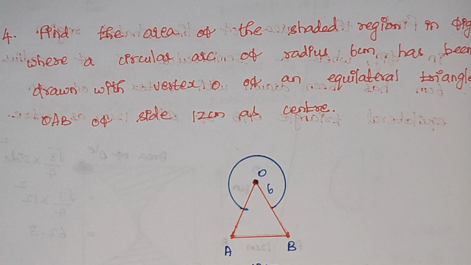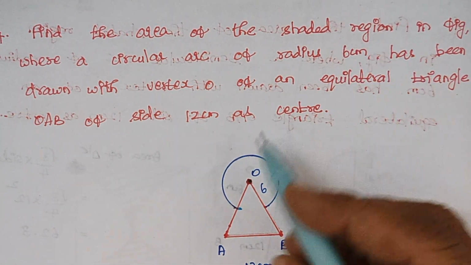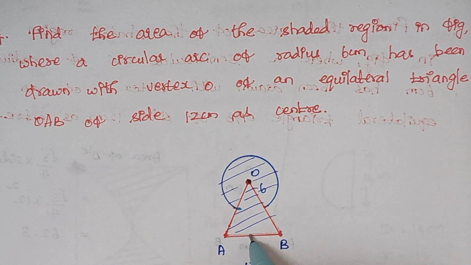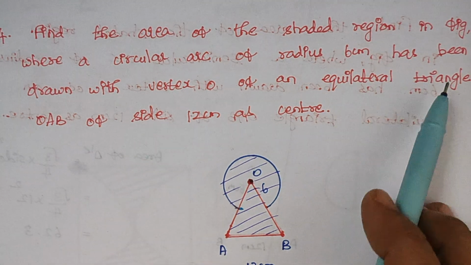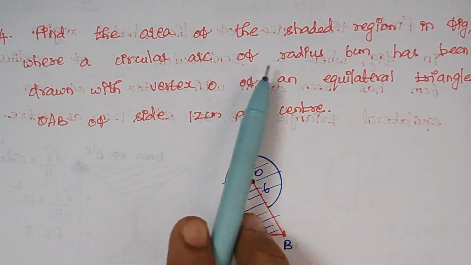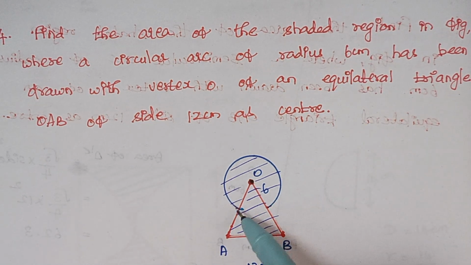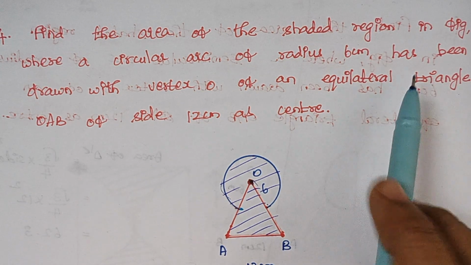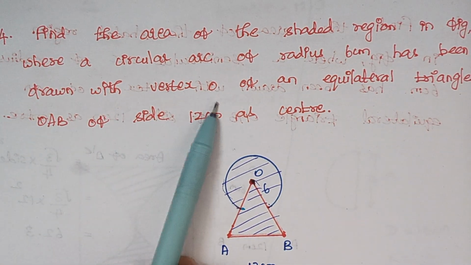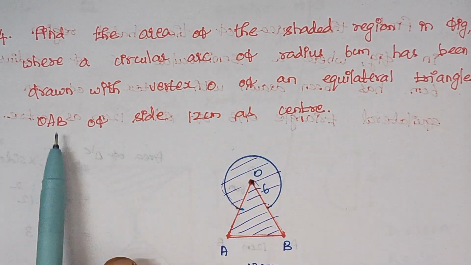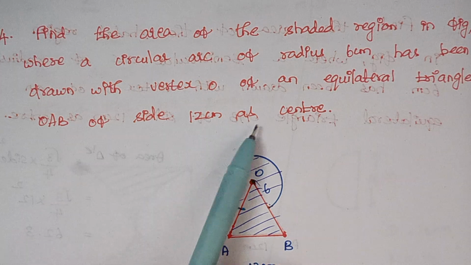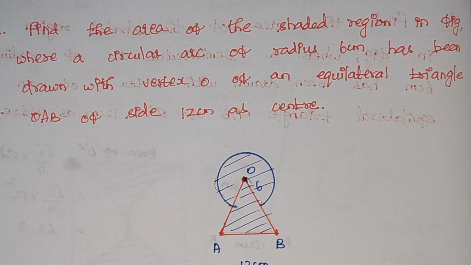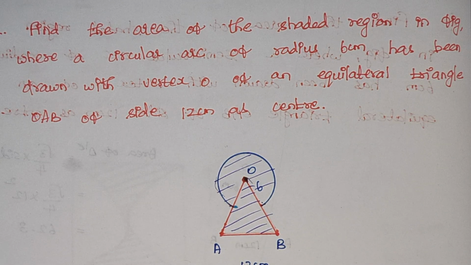So now problem number 4. Find the area of the shaded region in the figure. So here the shaded region covers all the things. Right, we have to find the area of the shaded region where a circular arc of radius 6 centimeter has been drawn with vertex O of an equilateral triangle OAB of side 12 centimeter as center. Right. So here the diagram is given to you. So don't get too confused with the question.